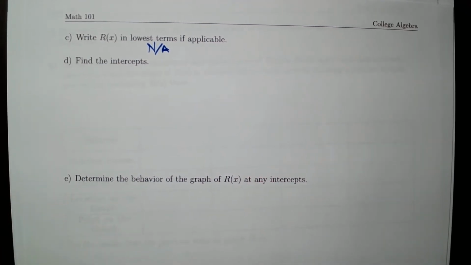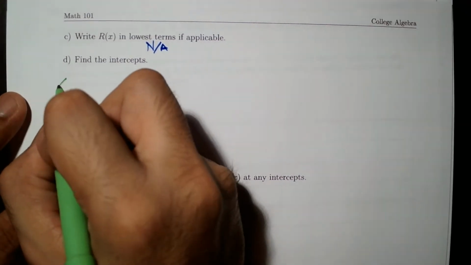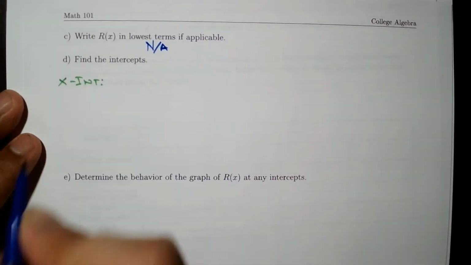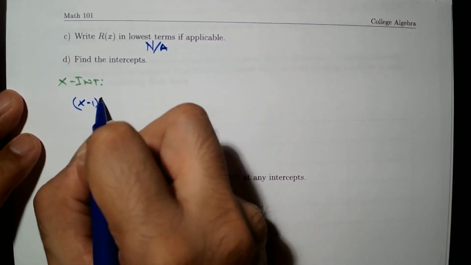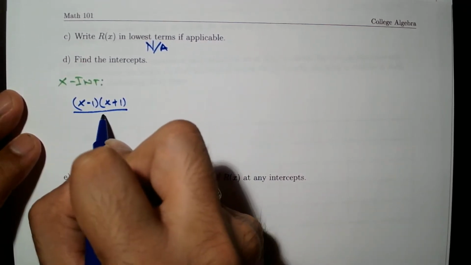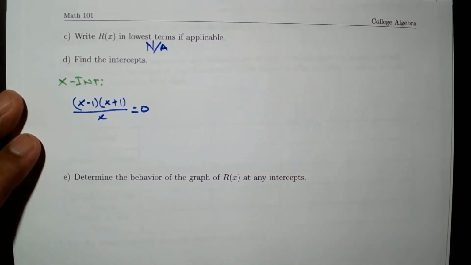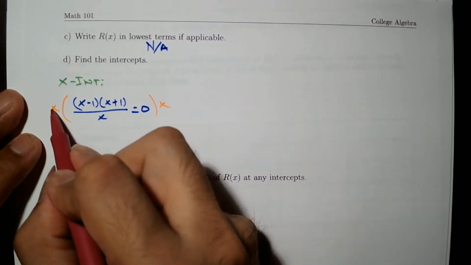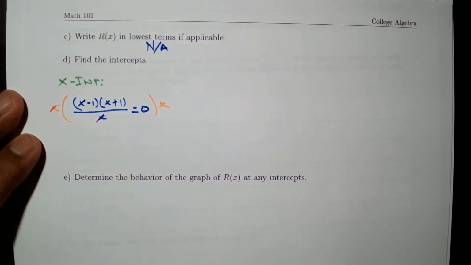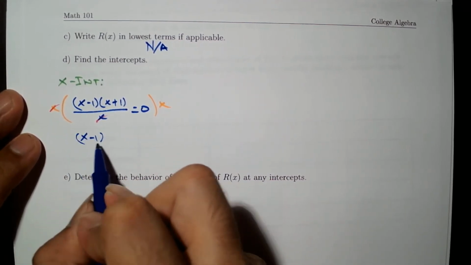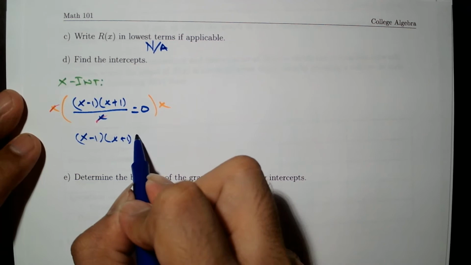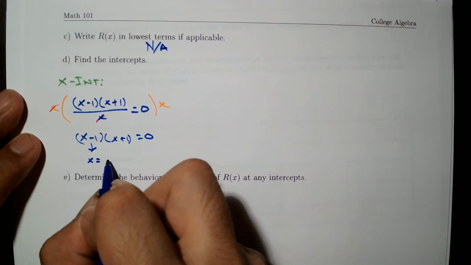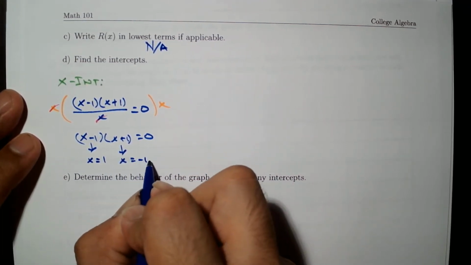Find the intercepts, so x-intercepts and y-intercepts. To find the x-intercepts, take x minus 1 times x plus 1 over x, set the function equal to 0, and solve for x. If we try to solve this for x, cancel the x's, 0 times x is 0. x minus 1 times x plus 1 equals 0. So the x-intercepts are x equals 1 and x equals negative 1.